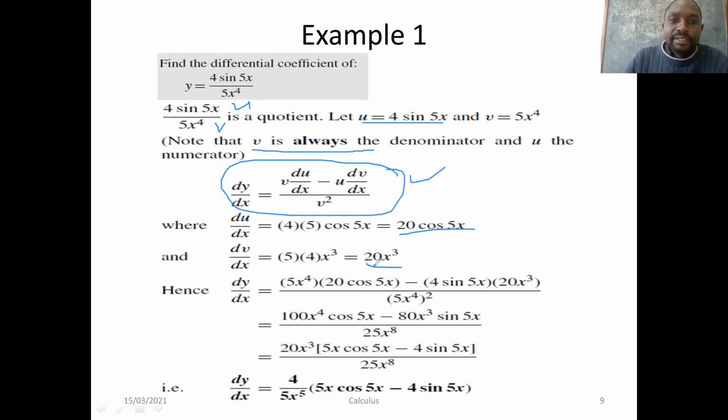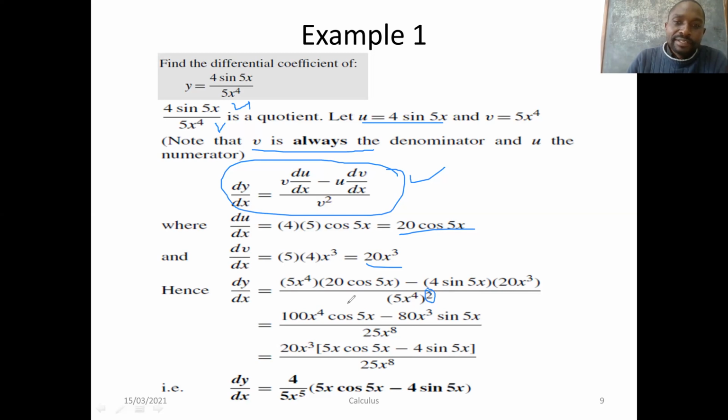And then inserting these two into the quotient rule formula, you'll have 5x to the power 4, which is your v, multiplied by du over dx, which is 20 cos 5x, minus the u, which is 4 sine 5x, multiplied by the derivative of the second function, which is 20x to the power 3, divided by v squared, which is 5x to the power 4, with a square here coming from the formula.